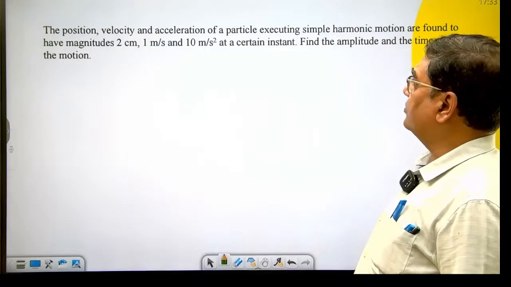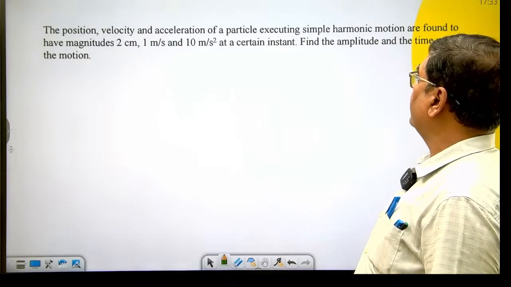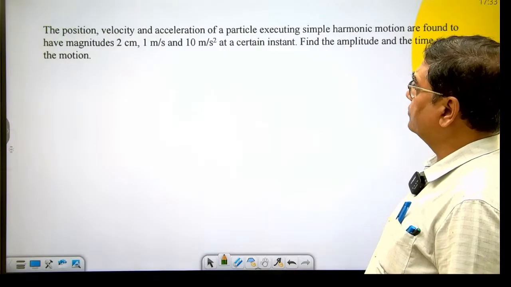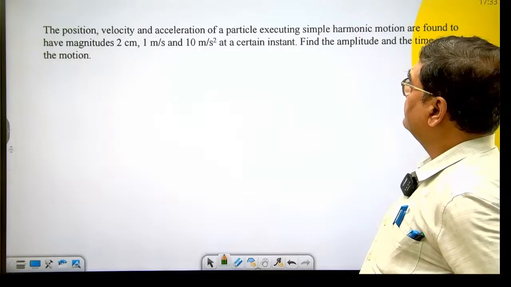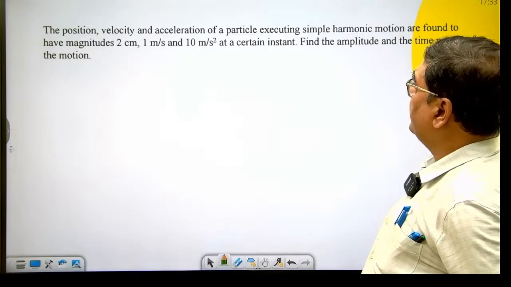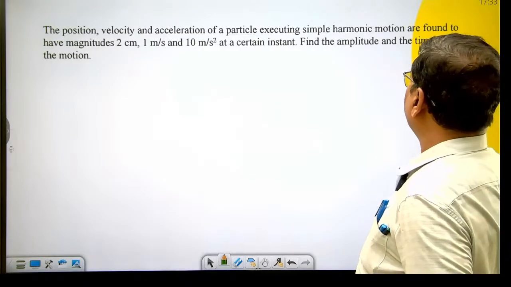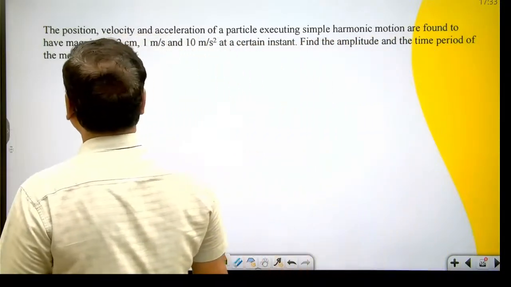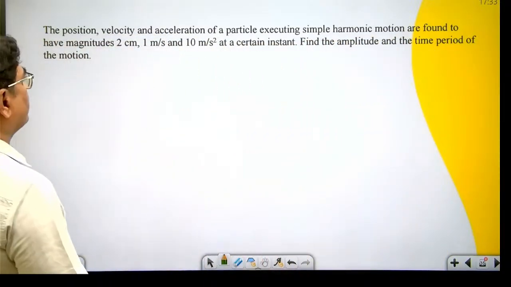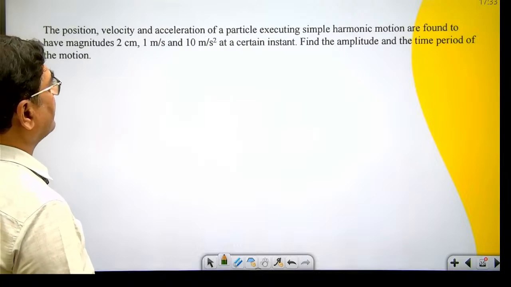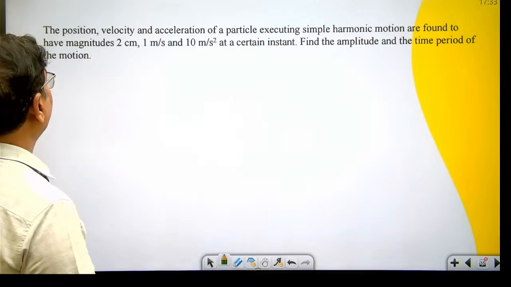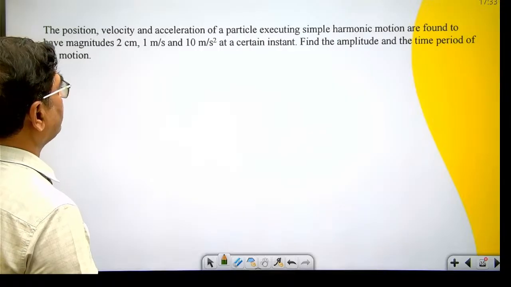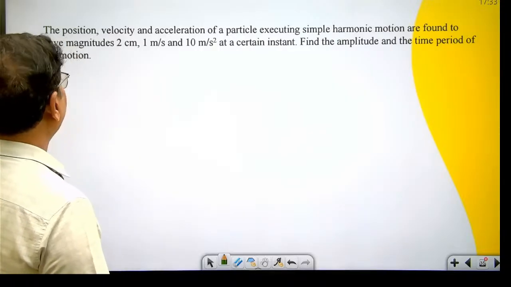The position, velocity and acceleration of a particle executing simple harmonic motion are found to have magnitudes 2 centimeter, 1 meter per second and 10 meter per second square at a certain instant. Find the amplitude and time period of the motion. Find the amplitude, dear student.